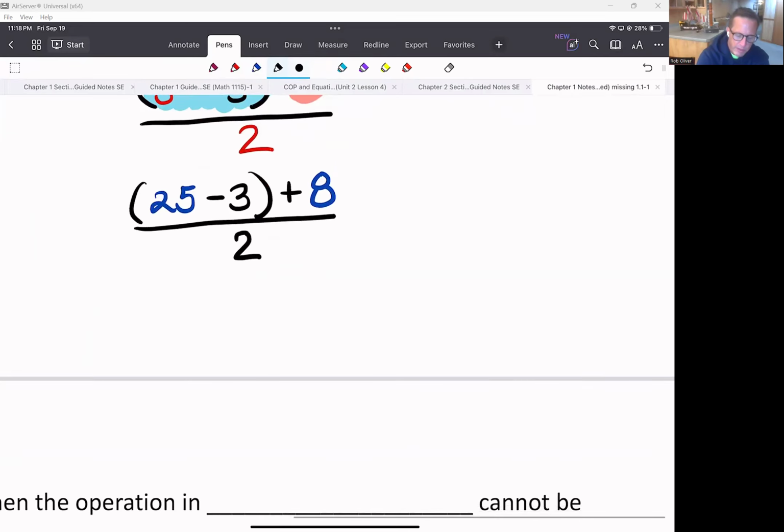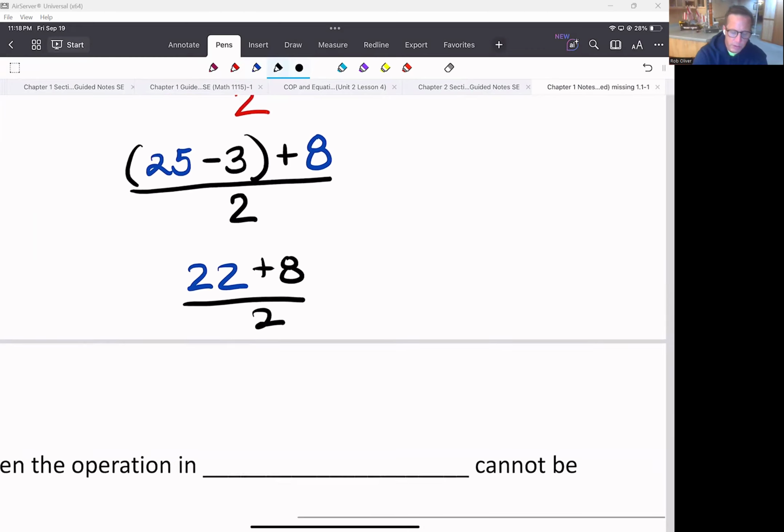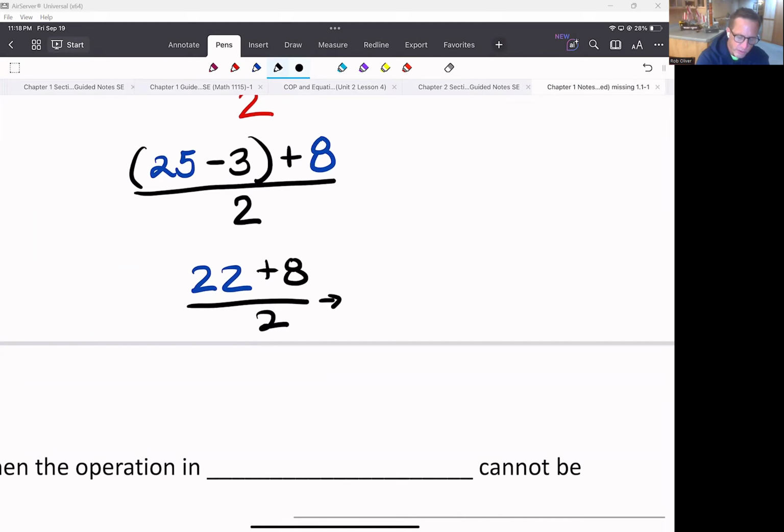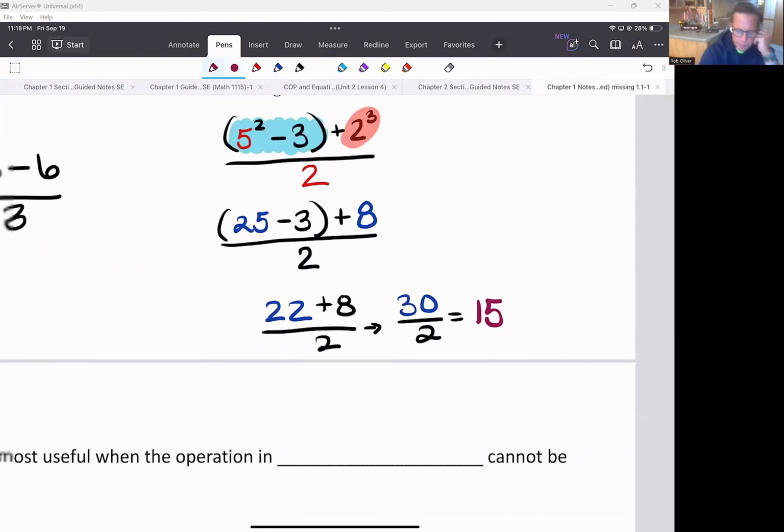All right, now 25 minus 3 is 22. All right, we'll do that. 22 plus 8. I'm just rewriting the whole thing. 22 plus 8 is 30. All right, and then 30 divided by 2 is 15. Okay, we're done with that one.